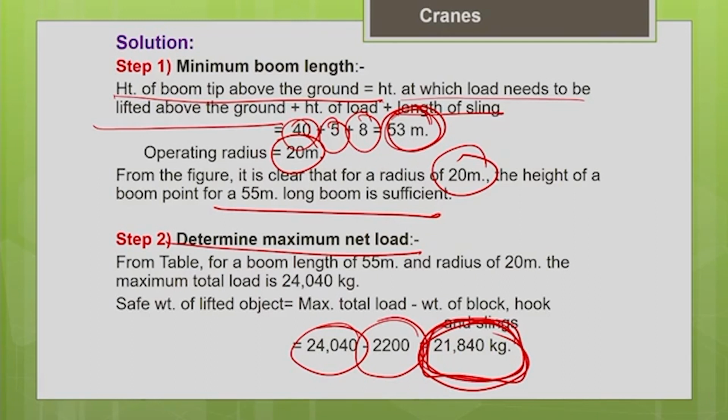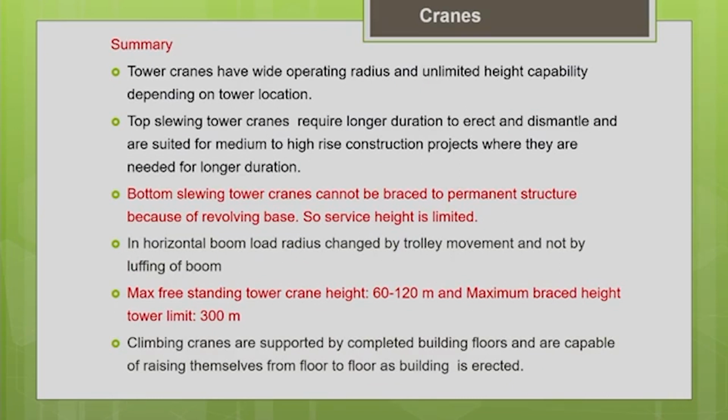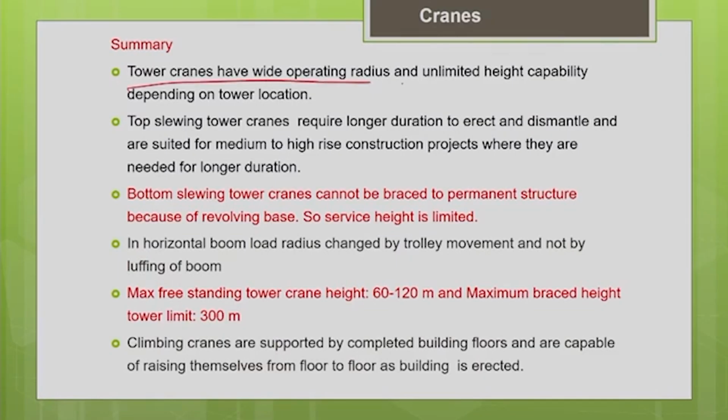Okay, so now we have come to the end of this lecture. Let me now summarize what we have discussed earlier. The tower cranes, you know, can give you a wide operating radius because you can place them very close to the structure, and even inside the structure which is being constructed. They give you unlimited height capability, depending upon the tower location. That is the main advantage of the tower crane.